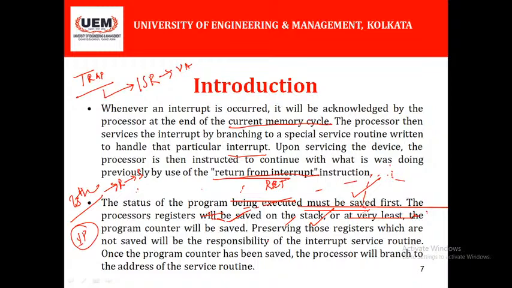Once the program counter has been saved, the processor will branch to the address of the interrupt service routine. How will it branch? Very simple. Call the address of the interrupt service routine. So the address of the interrupt service routine is denoted by 2000, suppose. We know that the code segment starts from 20,000, so 20,000 plus 2,000 gives us the original address where to jump. So 22,000 is the address where we need to jump.